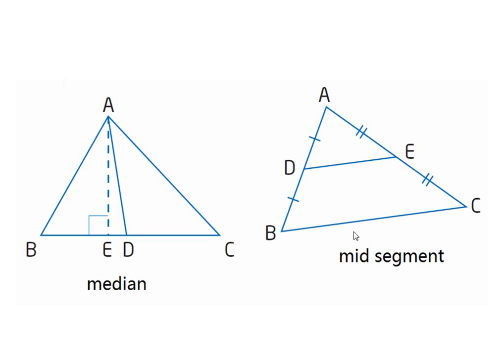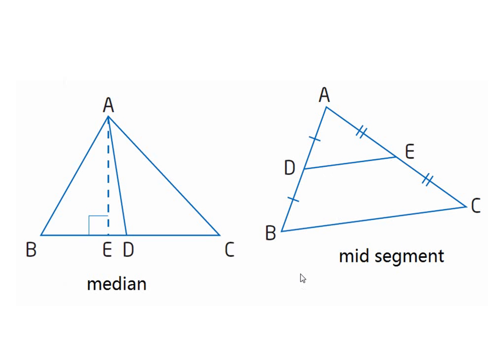So this logic is easy, but some students find it hard. But for you, it's easy, I believe. So you got it, right? And since this is a midpoint, AD, of course, is equal to DB, right? And AE is equal to EC, right? So this is a midsegment.